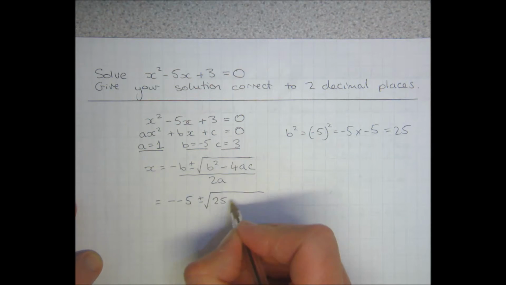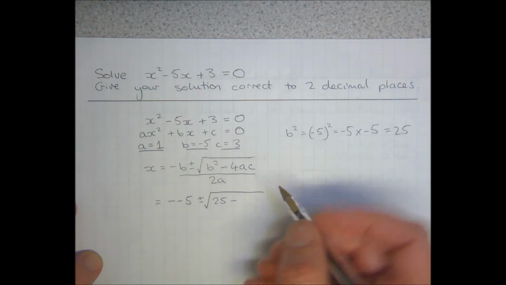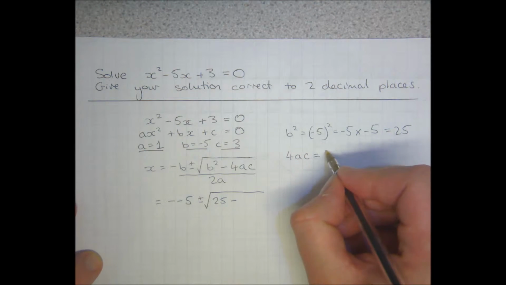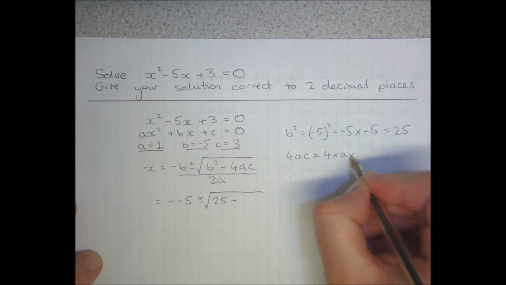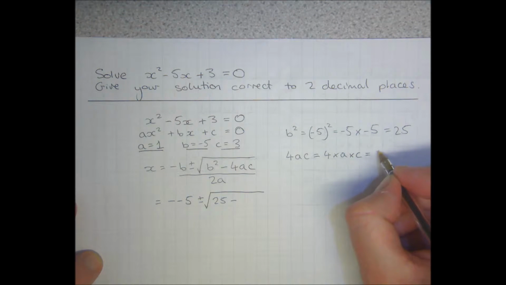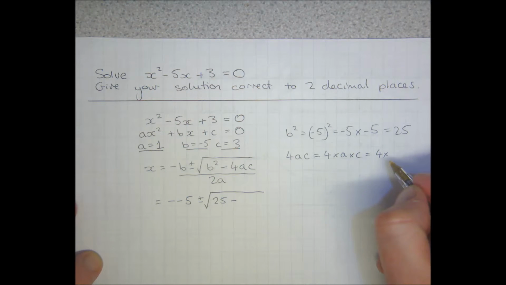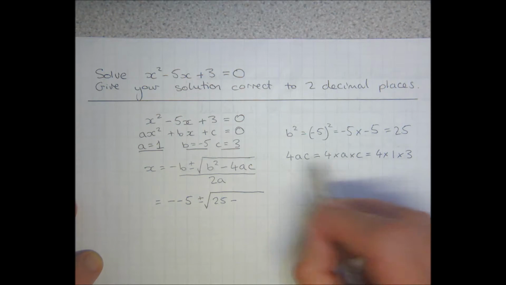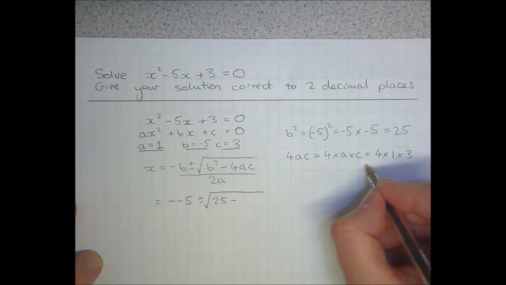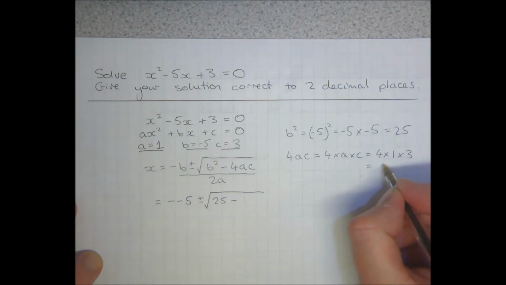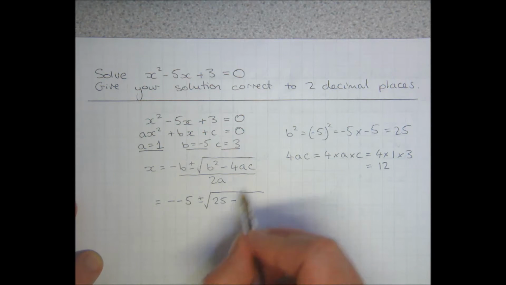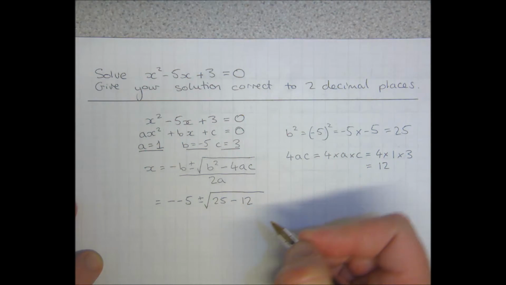Then it's minus 4ac. Let's look at 4ac separately. 4ac means 4 times a times c. So that will be 4 times a, which is 1, times c, which is 3. 4 times 1 times 3, and 4 times 1 is 4, times 3 is 12. So 4ac is 12. So instead of writing 4ac, I'm going to write 12 down here.